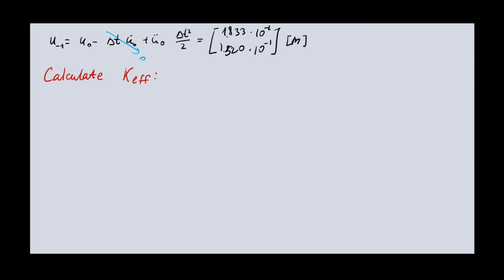In the last step of preprocess, we determine the effective stiffness matrix in the following way. Mass matrix M over time step delta T squared, plus damping matrix C over 2 delta T. Here we obtain the following matrix.